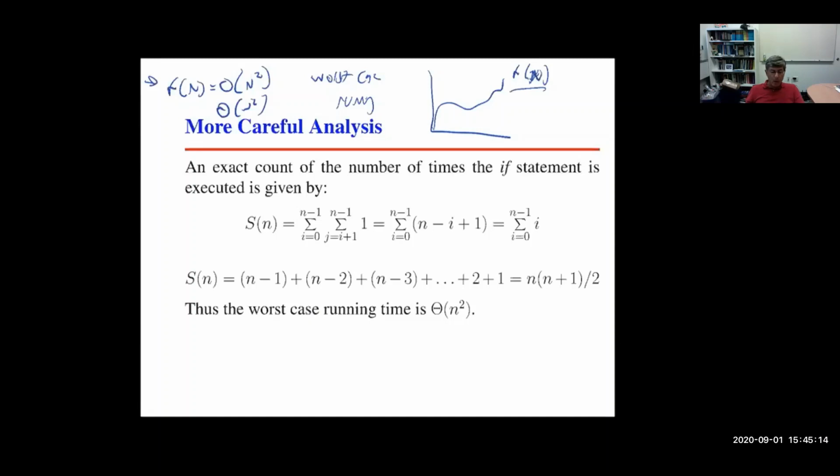If O of n squared is the upper bound, the lower bound could conceivably be order n or even log n or who knows what. But when I give you an example and show you that it takes that much time on that input, that's when I get to say the worst case running time is theta, because I proved an upper bound and I have shown you that there's an example that actually takes that time. Any questions about that?